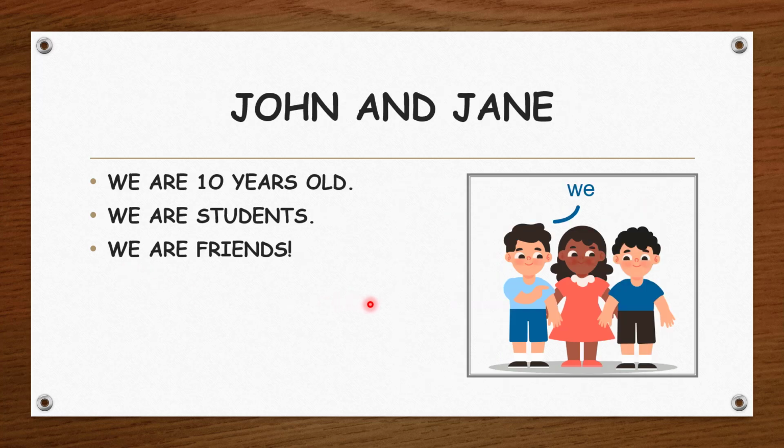Now, John here is presenting himself and his friends. Now he's going to say, we are 10 years old. We are students. We are friends. Now, John uses the subject we because they are plural.